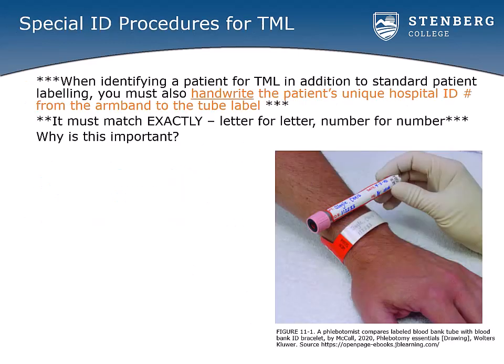MLAs are responsible for collecting blood specimens for the TML department, and there are special patient ID procedures in place for collecting TML tests, such as group and screen or cross-match, to ensure there are no errors in patient ID. In addition to the 3 standard patient identifiers, full name, date of birth, and hospital ID, and the 3 pieces of label info, date and time of collection, and your initials, you must make the added step of handwriting the patient's unique hospital ID directly from the patient's armband onto the tube label, and it must match exactly, letter for letter, number for number. Why is this important?